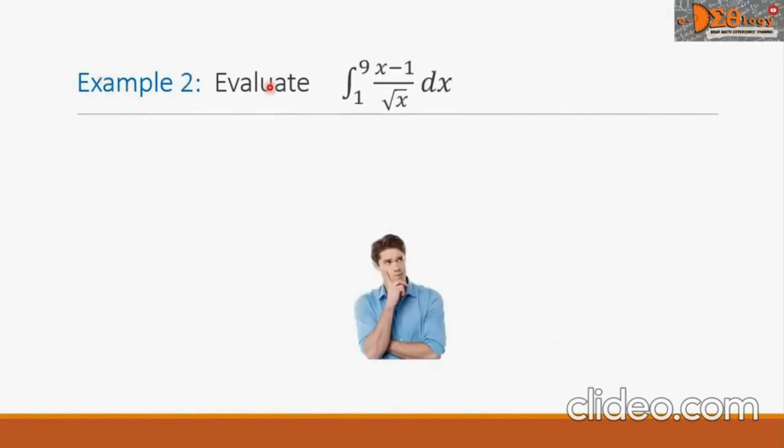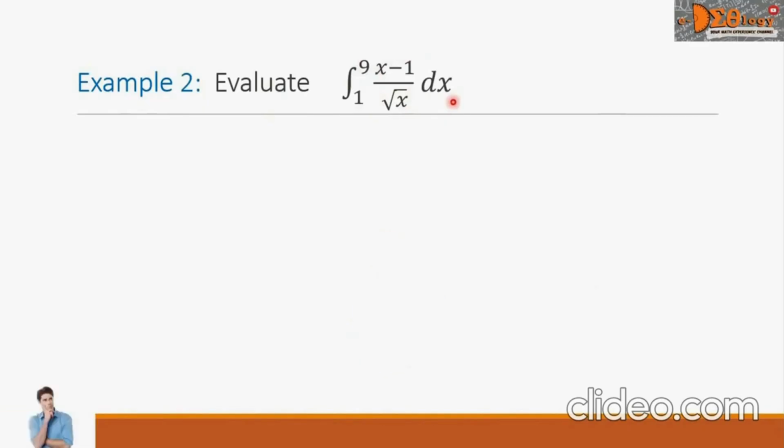Example 2. Let us evaluate the integral from 1 to 9 of the function x minus 1 all over the square root of x dx. For our solution, let us rewrite the integral and show that this radical sign here is a fractional exponent. So we have now the integral from 1 to 9 of the function x minus 1 all over x raised to the fraction 1/2 dx.